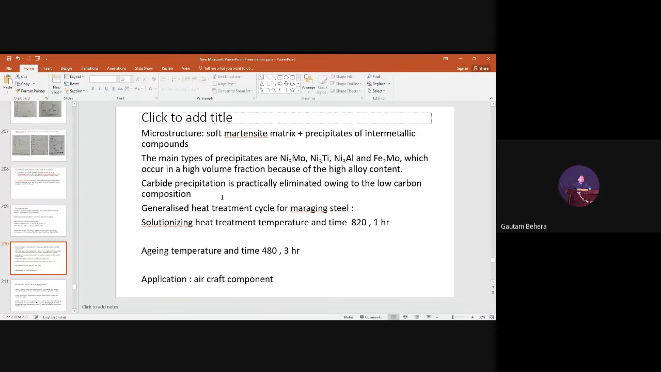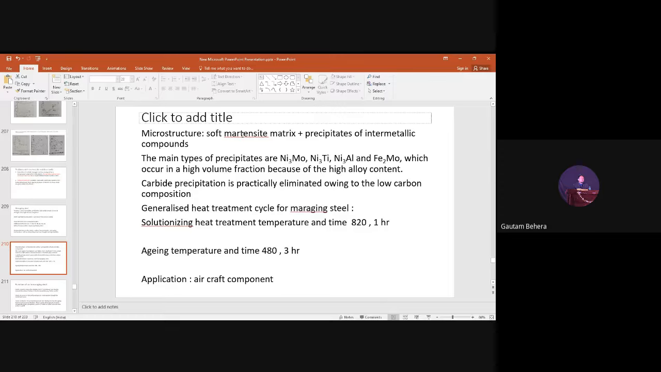Maraging. Mar for martensite. Aging means formation of precipitates due to aging heat treatment. Aging means there is an aging process which generates precipitates. Basically, intermetallic compounds will form, which are the precipitate phase on the matrix. So the microstructure is a soft martensite matrix having precipitates of intermetallic compounds.